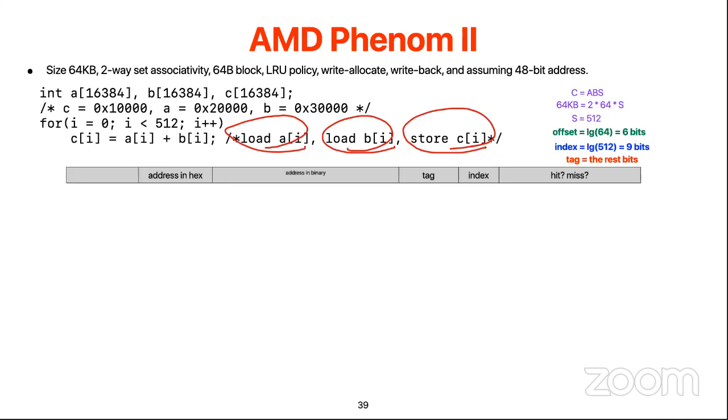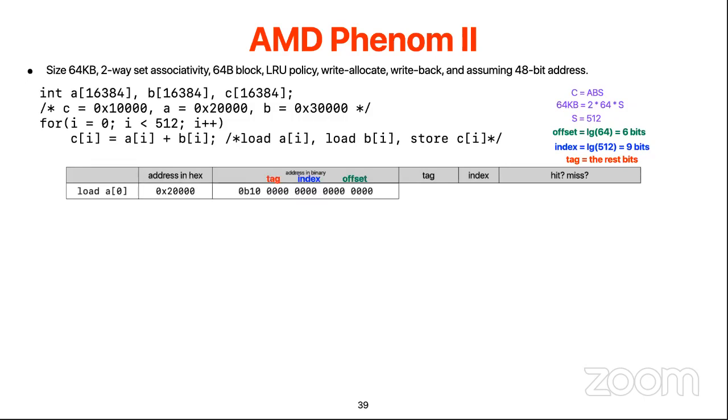So the first one that I will access is actually load A0. And the address of A0, as we write it down here, is 0x20,000. If you convert it into binary, that's this set of binary. And again, partition the address into tag, index, and offset. So you know the tag is 0x4 here. The index is 0 because this is the 0 set. And currently, because we just started the code, there's nothing in the cache, so it will be a miss.